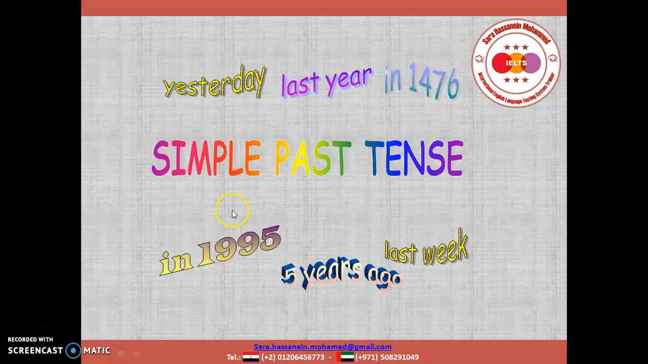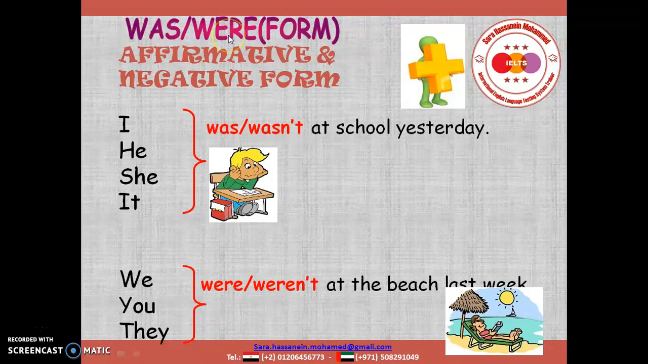Today's lesson is about the simple past tense. I'm going to explain to you how to form the simple past tense in order to express actions which happened yesterday, last year, in 1476, in 1995, 4 years ago, last week, or at any time in the past. So let's just start with verb to be.